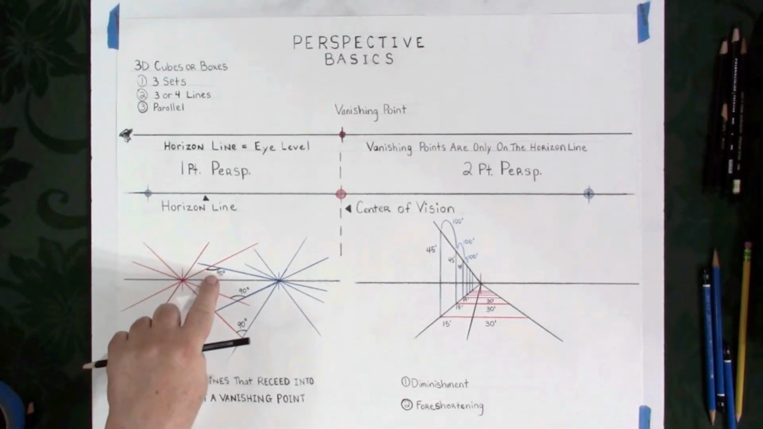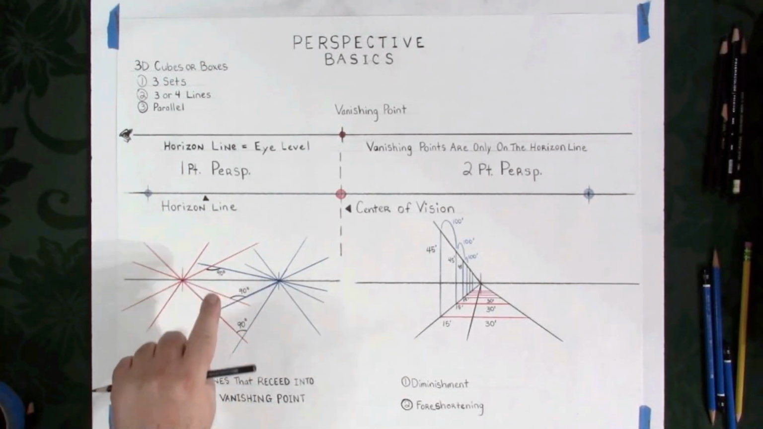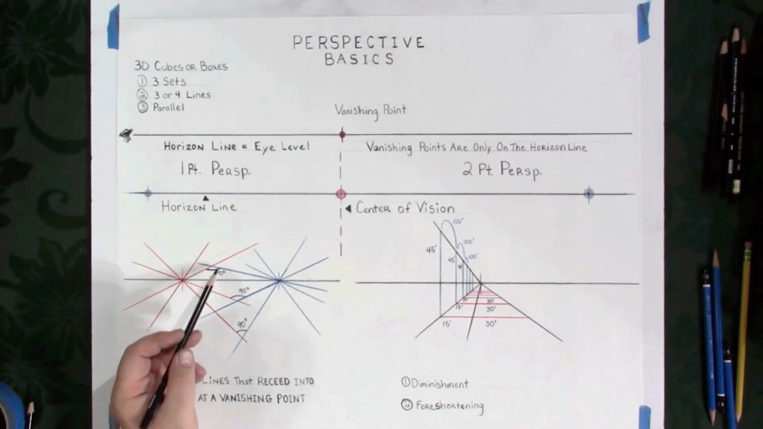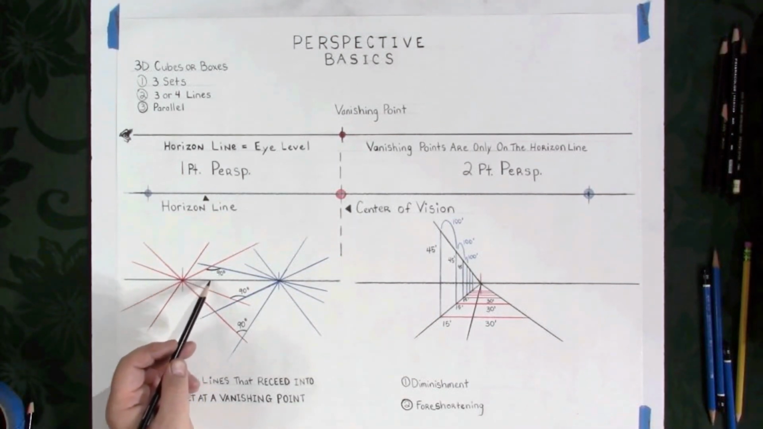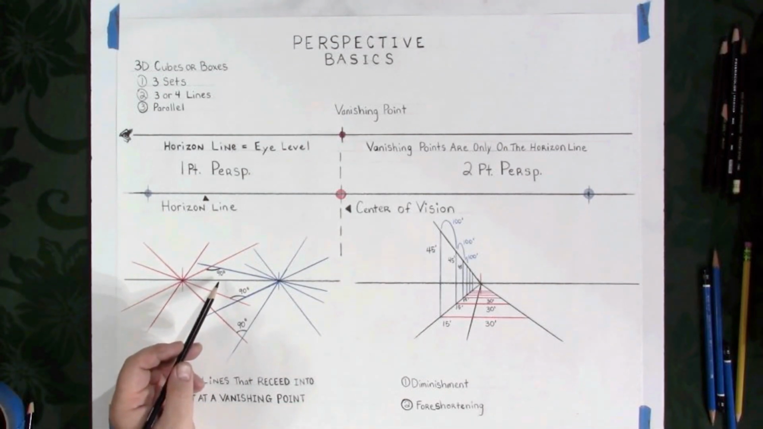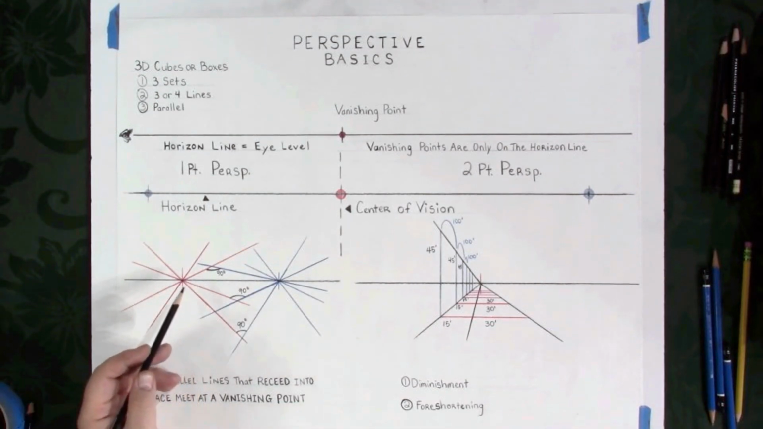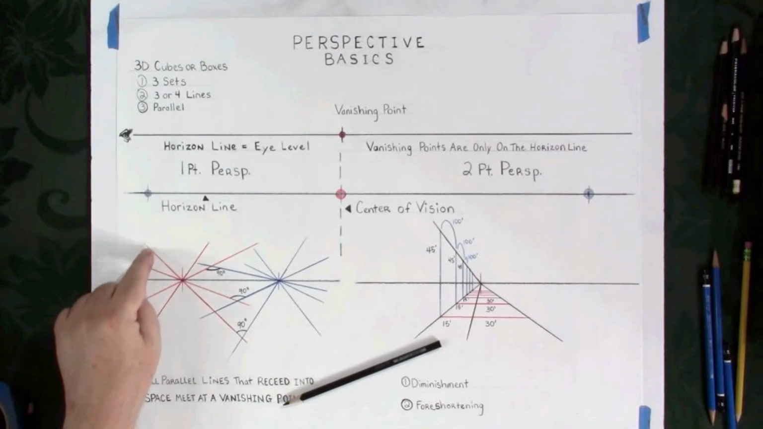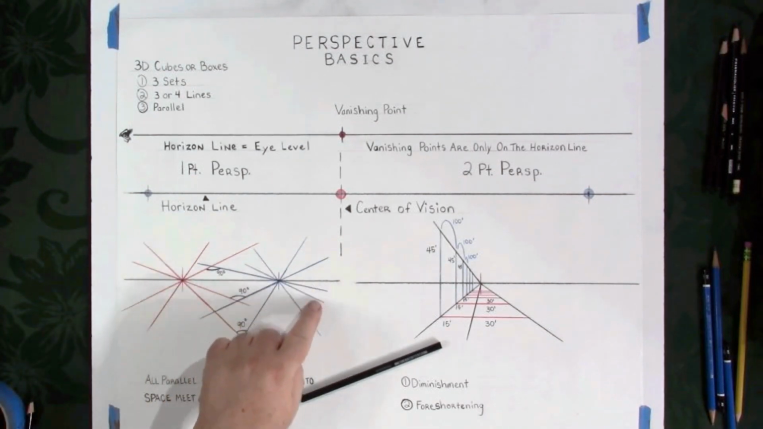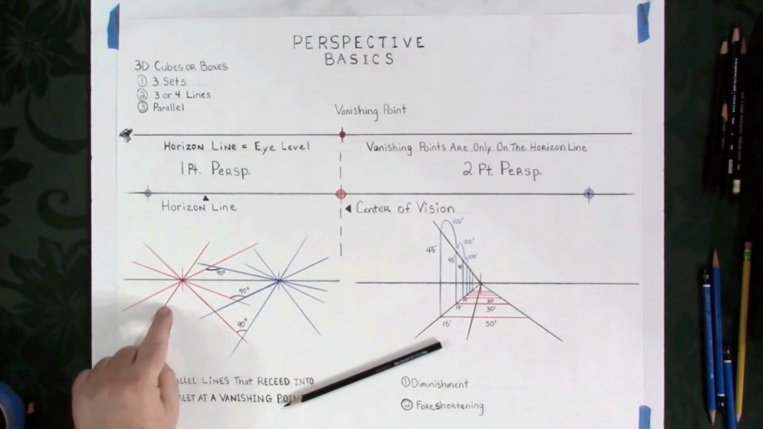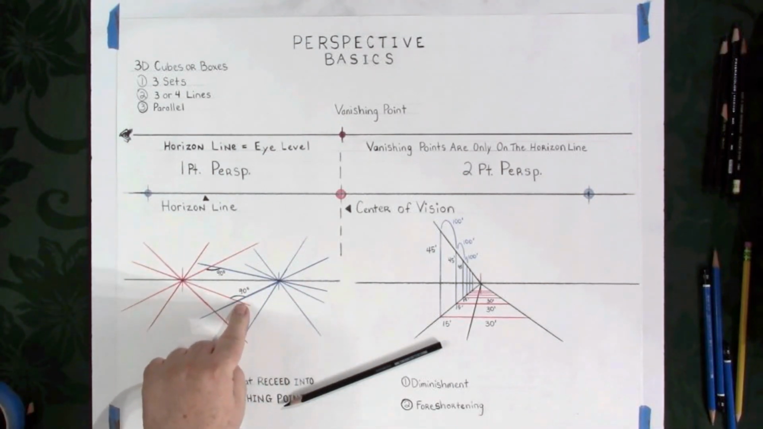As it gets closer to the horizon line, they open up even more. And if they touch the horizon line, the angle becomes a straight line. You can't tell. We'll talk more about that later. But it's important to understand that all lines that share a vanishing point are parallel. Therefore, the blue are all parallel, the red are all parallel, but where they meet at 90 degrees.